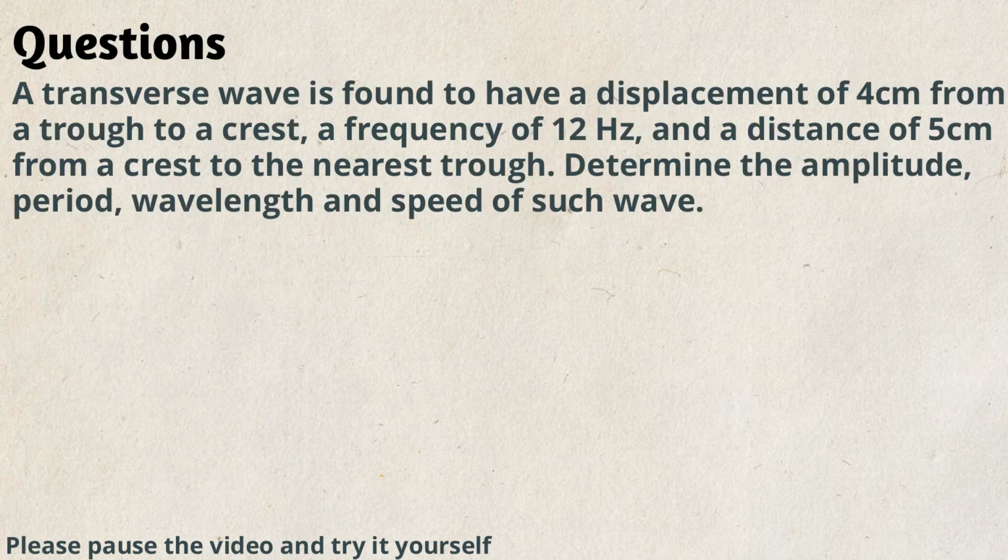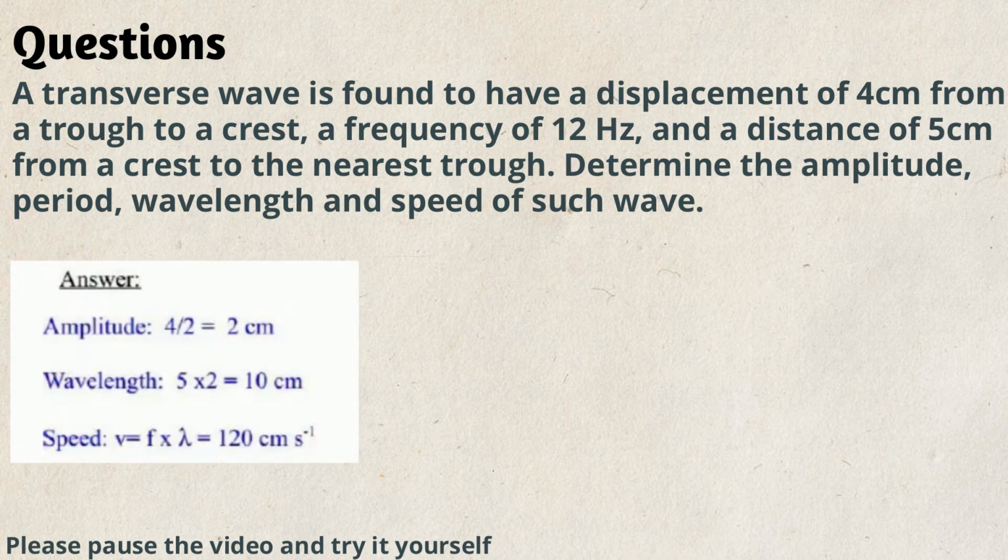Question 2. A transverse wave is found to have a displacement of 4 centimeters from a trough to a crest, a frequency of 12 Hz, and a distance of 5 centimeters from a crest to the nearest trough. Determine the amplitude, period, wavelength, and speed of such a wave. The amplitude is 4/2, which is 2 centimeters, the wavelength is 5 times 2, which is 10 centimeters, and the speed is the frequency, 12 Hz, multiplied by the wavelength, 10 centimeters, to get 120 centimeters per second.